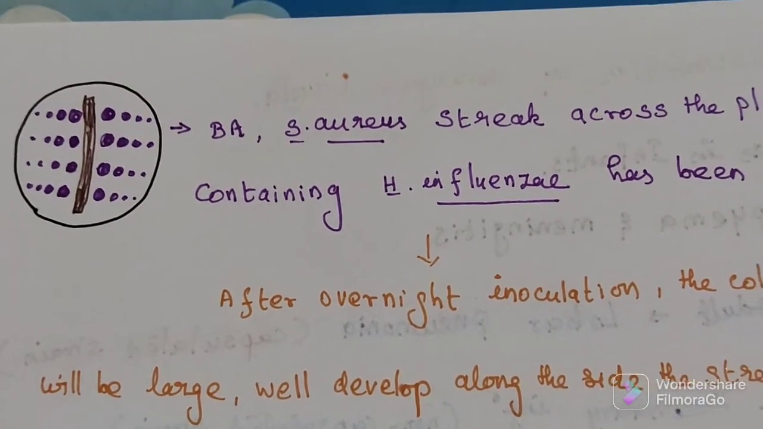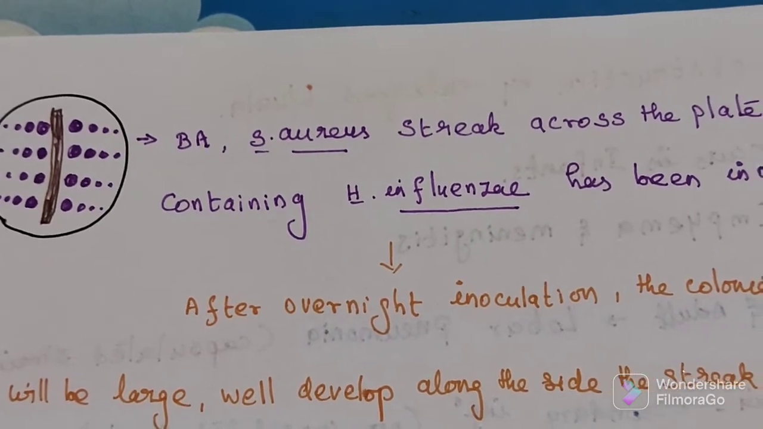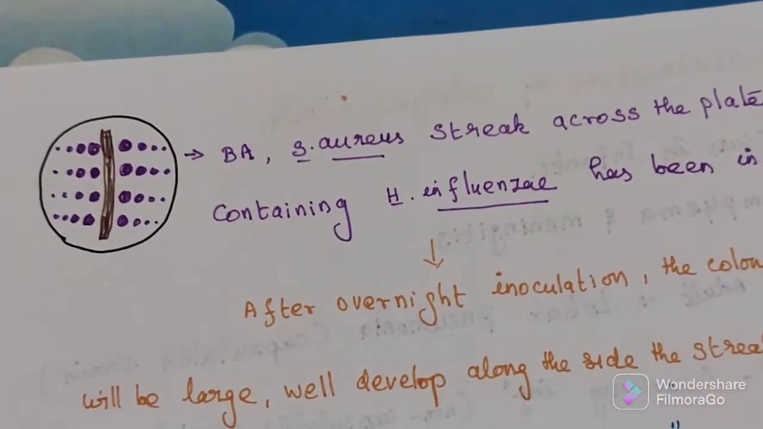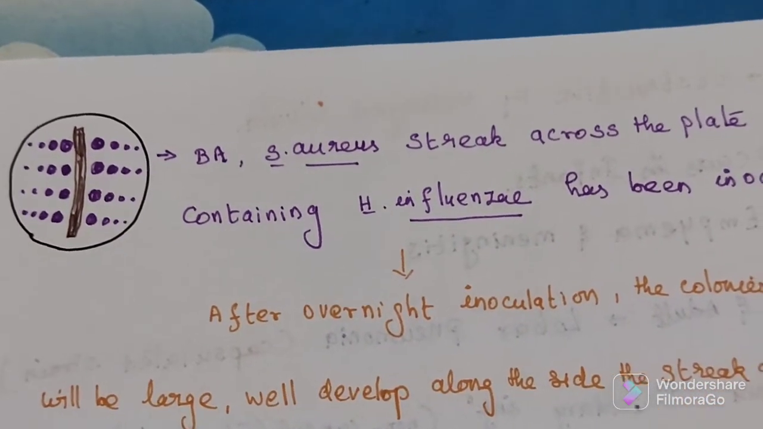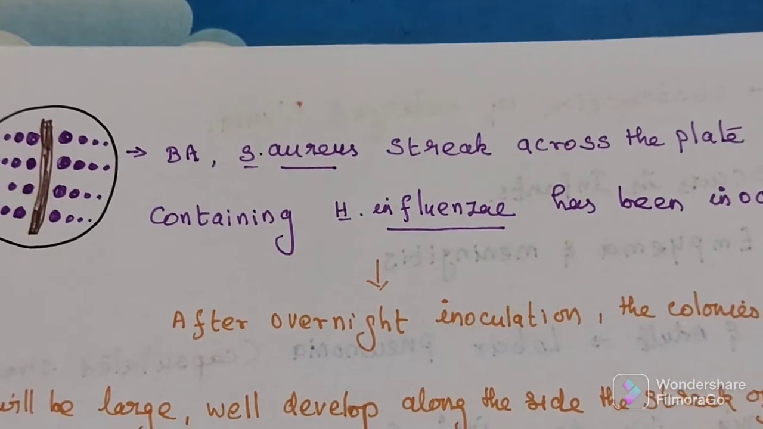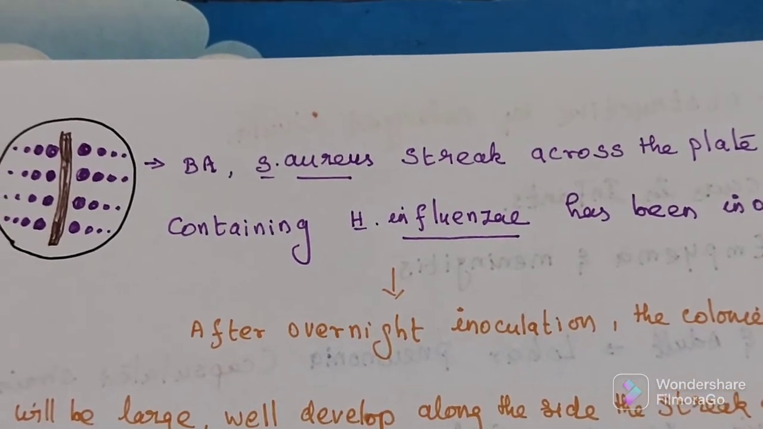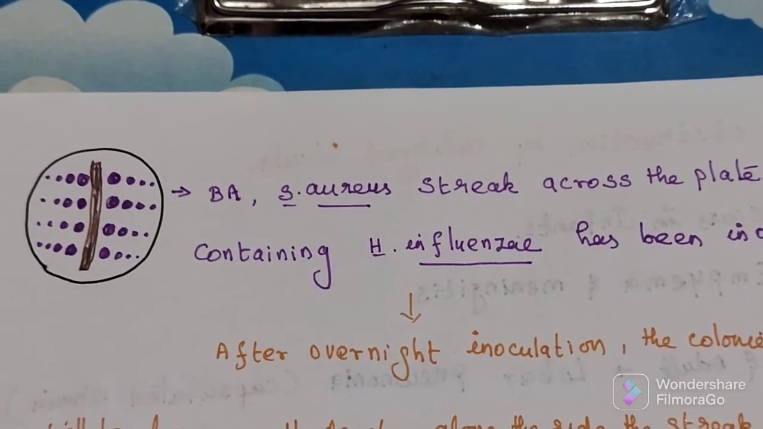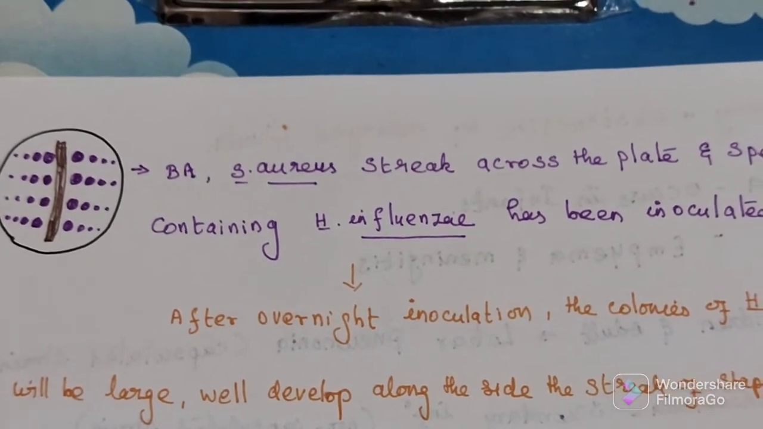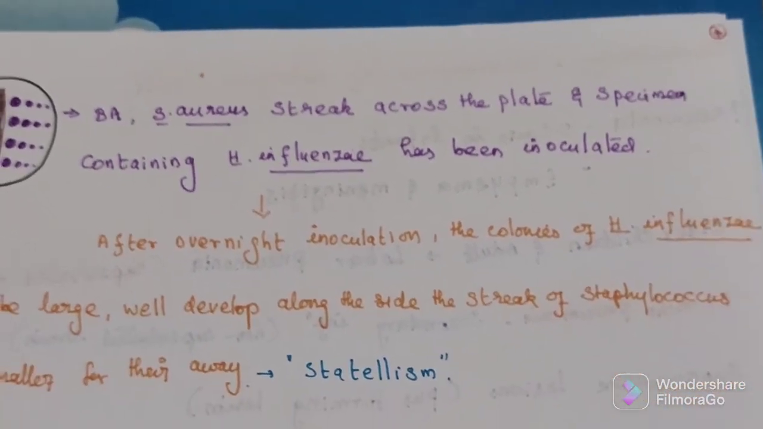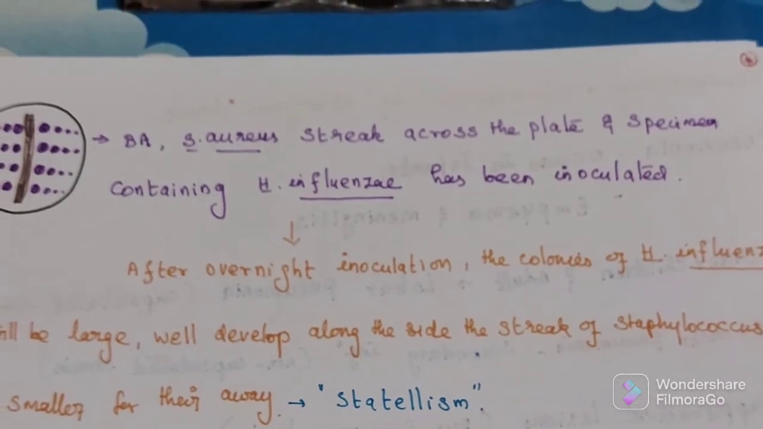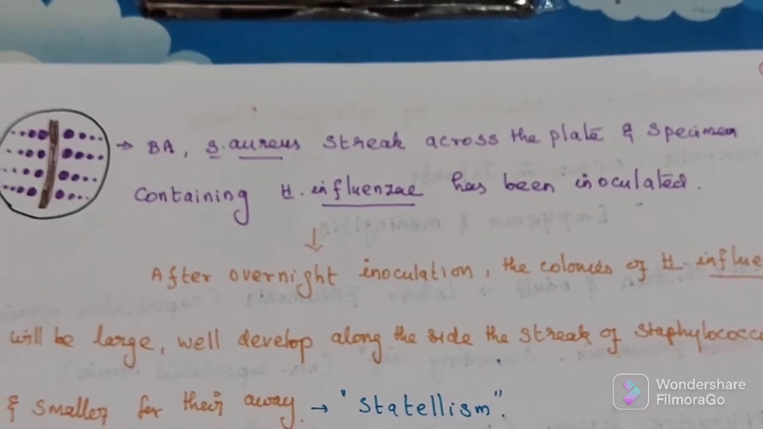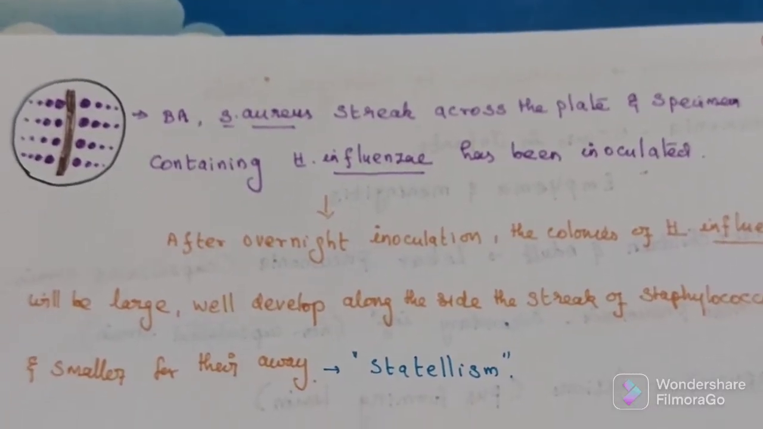This is a plate of blood agar in which Staphylococcus aureus is streaked across the plate. The specimen containing Haemophilus influenzae has been inoculated. After overnight incubation, the colonies of Haemophilus influenzae will be large near the streak and smaller farther away, decreasing in size with distance. This phenomenon is called satellitism.